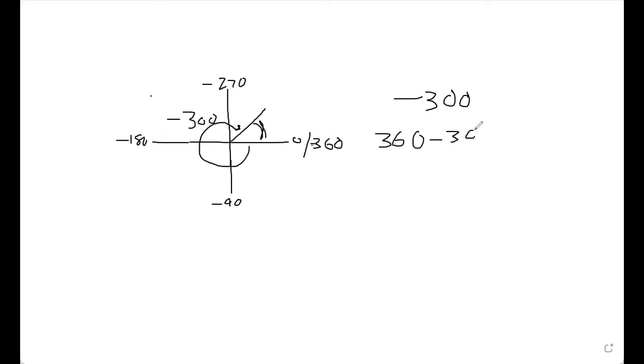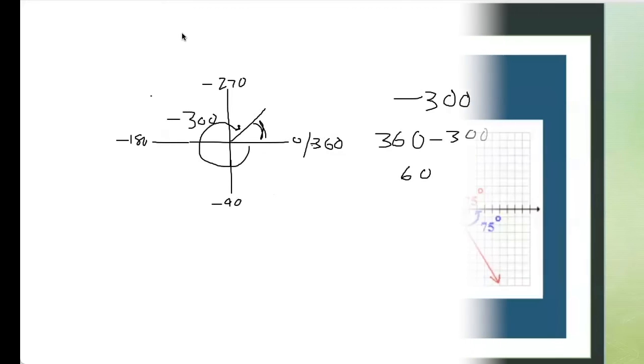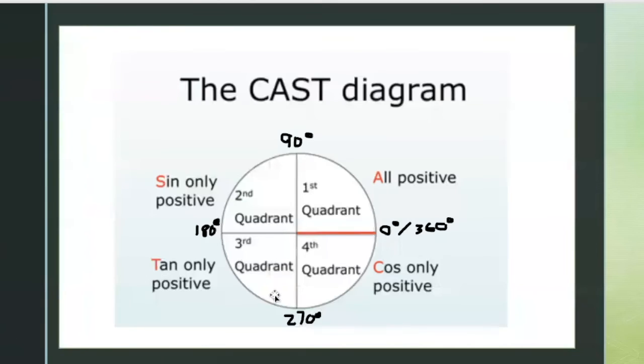So to get it, I will say 360 minus 300. Forget about the sign. Just say 360 minus 300, and that's 60. So the reference angle is 60 degrees. By now we're seeing that we have different quadrants. Each quarter is a quadrant. We have the first, the second, the third, and the fourth quadrant.